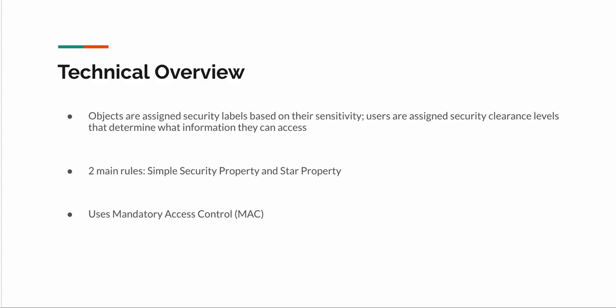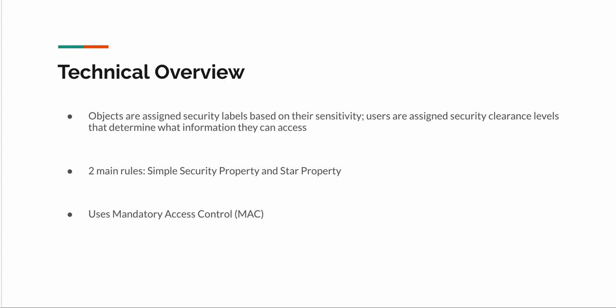So just to get into the technical aspects or overview of it, essentially the way the Bell-LaPadula model works is objects, so files, data, documents, etc., are assigned security labels based on how sensitive the objects are. And those security labels might be things like top secret, secret, confidential, classified, unclassified, etc. And then once those objects are given one of those security labels, users are assigned security clearance levels that correspond to those labels that determine what information they can access.